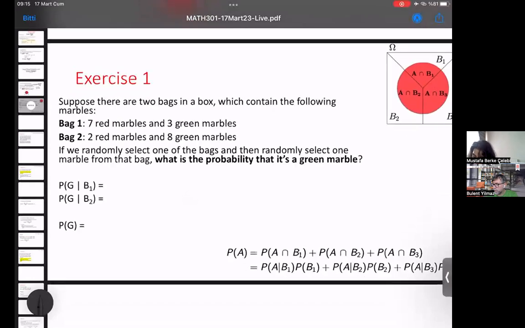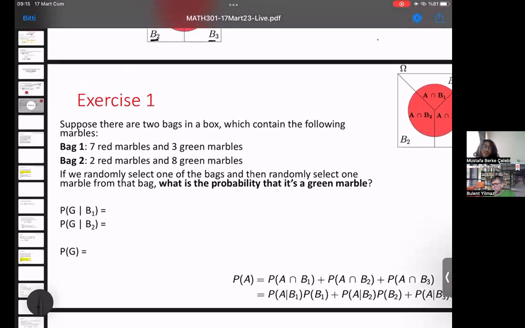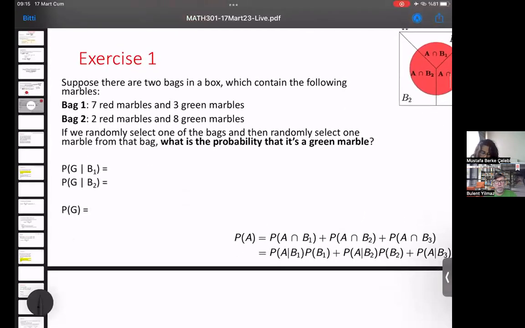Can you see the example? I hope you can read it. Suppose there are two bags in a box, which contain the following marbles. Bag 1: 7 red marbles, 3 green marbles. Marble means bilye. Bag 2: 2 red marbles and 8 green marbles. If we randomly select one of the bags, there are two bags. There is one bag here with 7 red and 3 green, and there will be 2 red and 8 green here.